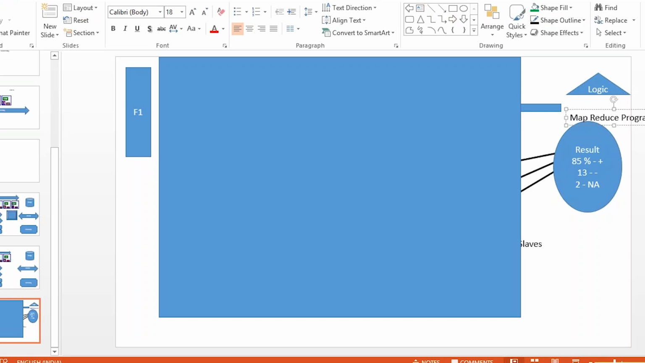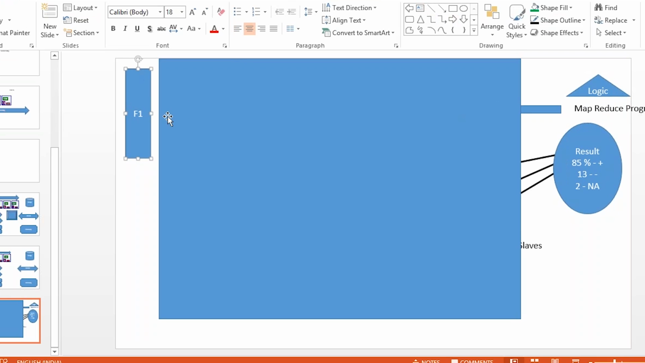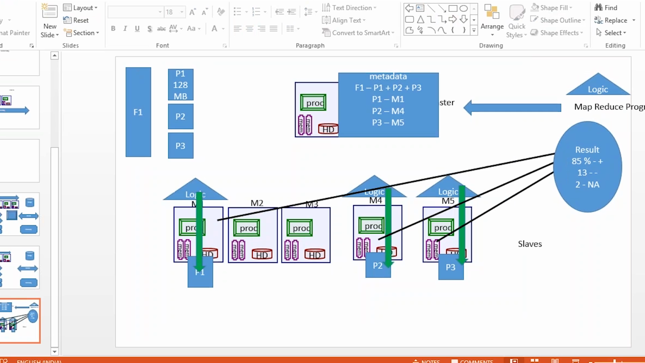What is this map? What is this reduce? Different stages happen, what they are, how I'm going to design. All those things we will be learning. Whenever I store this file into the cluster, it gets broken into a number of pieces and stored in a file system called Hadoop Distributed File System. We'll understand what this Hadoop Distributed File System is, and what strategy is used to distribute the files.